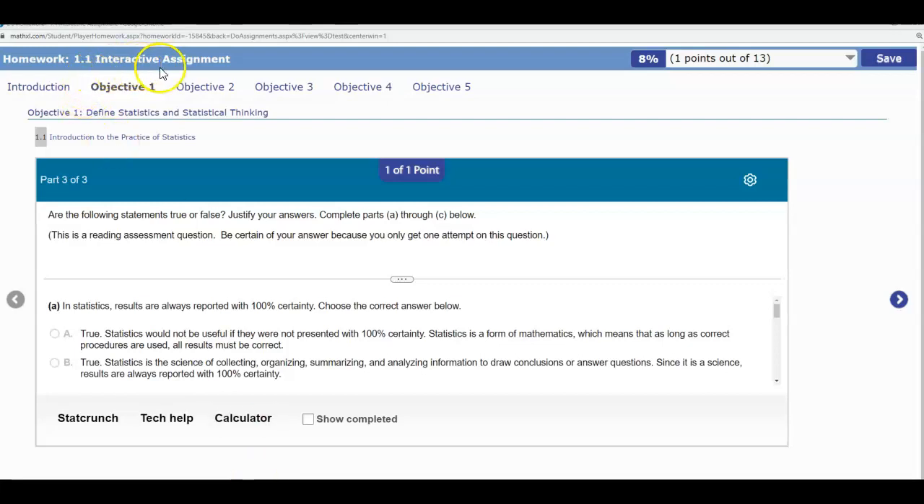Homework 1.1 Interactive Assignment, Objective 1. The question states, are the following statements true or false? And justify your answers. Now, this is a reading assessment question, so it's saying here that you should be certain of your answer because you only get one attempt for this question. I'm going to go ahead and open this up.